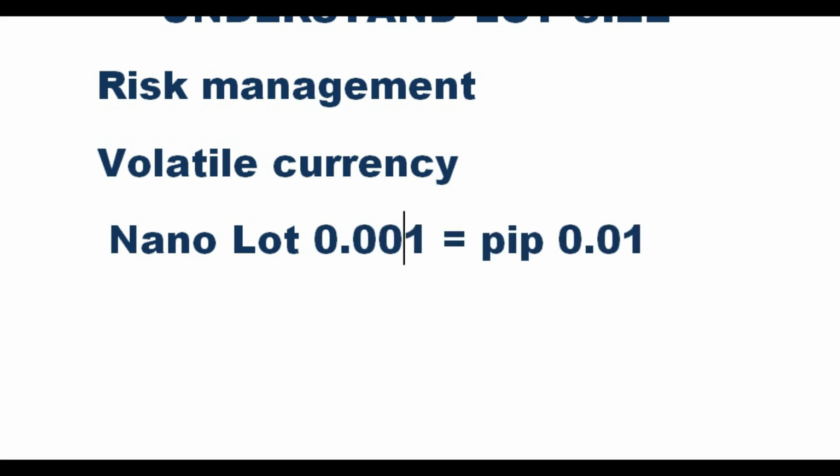Nano lot means 0.001, which means each pip value is 0.01. If price goes against you, you are losing 0.01 per pip, and if you are making profit, you are gaining 0.01 per pip. Let's take an example over here.